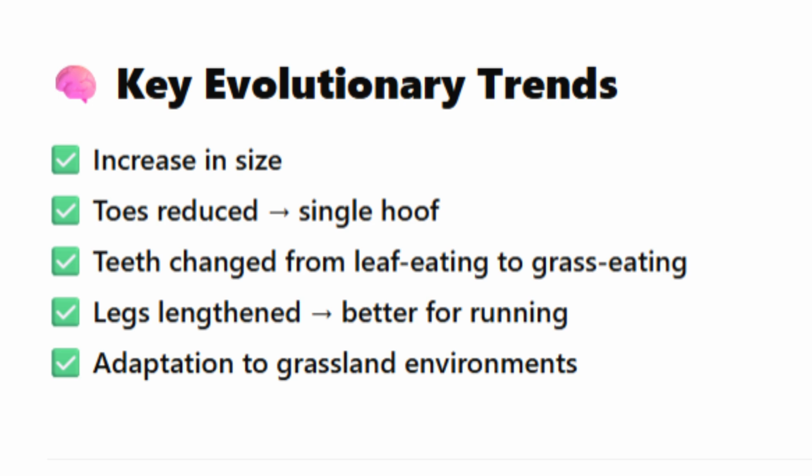Key evolutionary trends. Increase in size. Toes reduced to a single hoof. Teeth changed from leaf eating to grass eating. Legs lengthen, better for running. Adaptation to grassland environments.